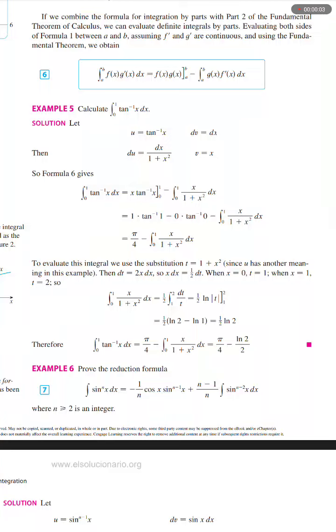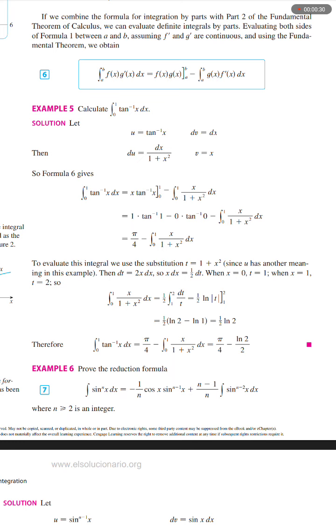Calculate the integral from 0 to 1 of the inverse tangent of x dx. Let u equal the inverse tangent of x and dv equal dx. Therefore, du equals dx over 1 plus x squared, and v is equal to x.